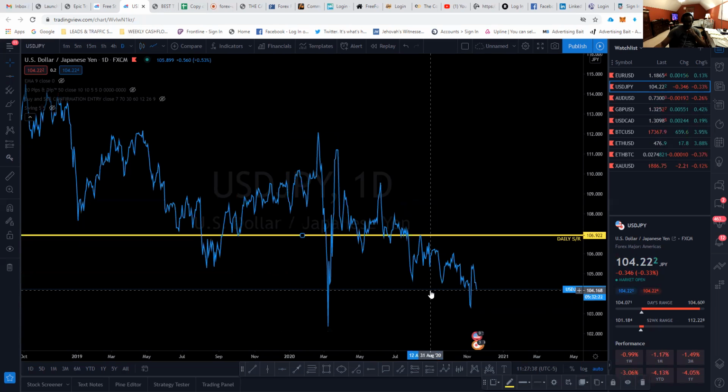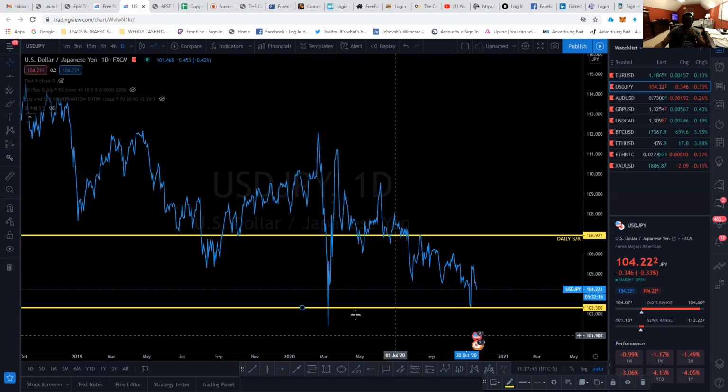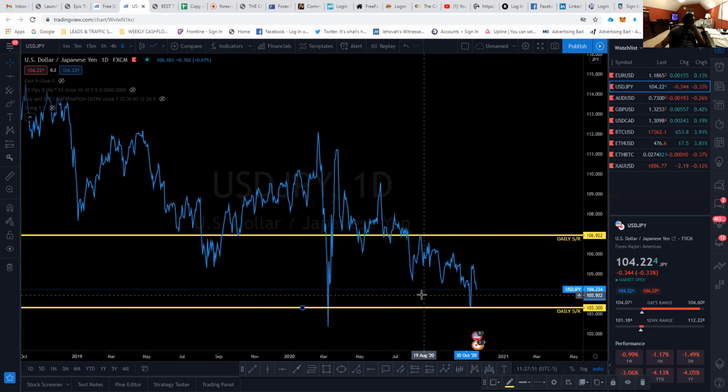All right, and I'm going to explain exactly what support and resistance is as well. So the most recent low is down here. So we want to mark this. Daily support and resistance.